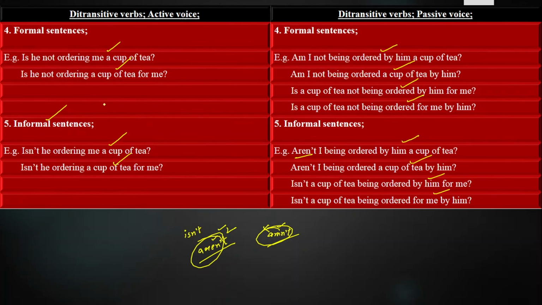So these are the sentences of ditransitive verb order from active voice into passive voice in the present continuous tense. Hope you got today's lecture.